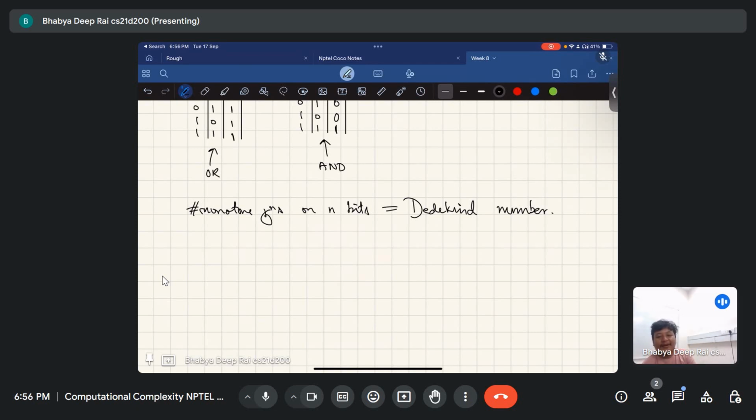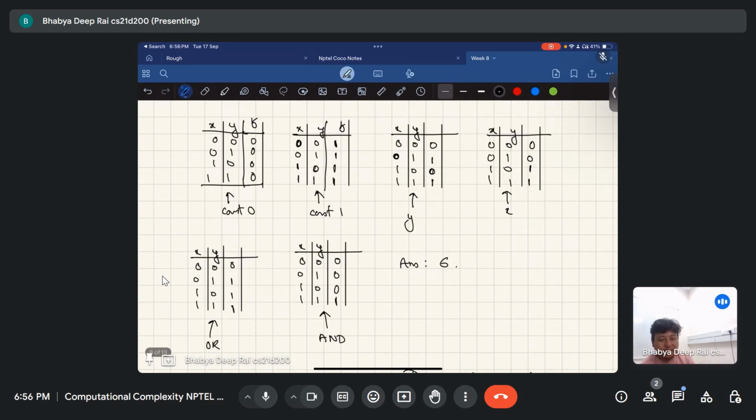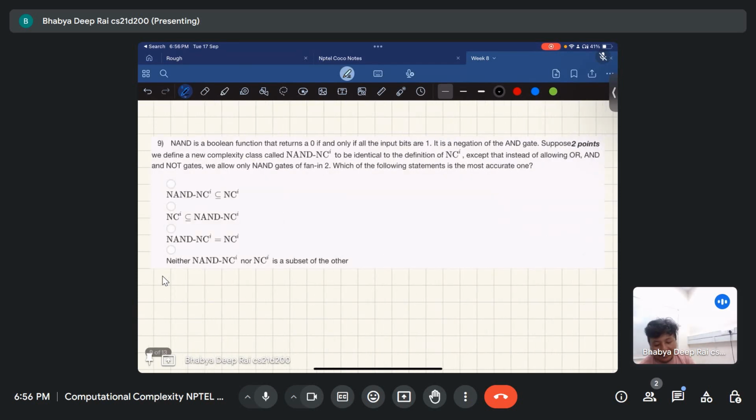So the number of monotone functions on n bits is equal to the Dedekind number. We do not know a good approximation of the Dedekind number. We do not have a good upper bound on Dedekind numbers. So we just know maybe the first few Dedekind numbers, and then the numbers get larger and larger as it goes, and then we cannot predict unless by exhaustively checking it. So this is an open problem. Okay, so monotone functions have other applications also. I'll come to that. Yeah. So we'll look at the next question.